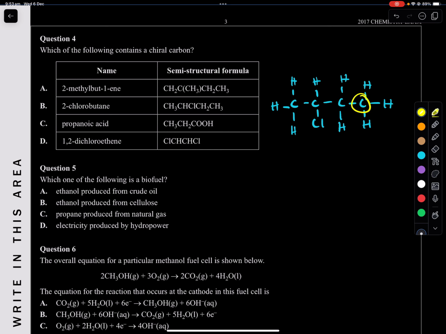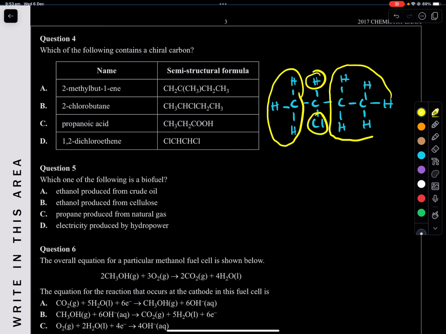This one's absolutely not. This one over here also not, because it has two hydrogens. This one has a hydrogen. That's different. So Cl, that's good. That's totally different. On the side, it has a methyl group. That's great. And then it has an ethyl group. So all of them are different. So this carbon overall is chiral. So B is supposed to be your answer for that one.